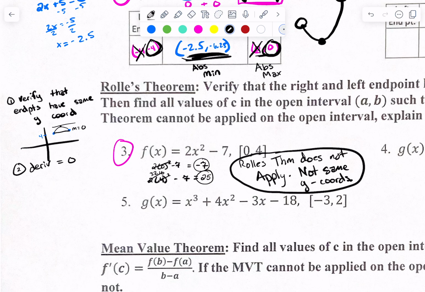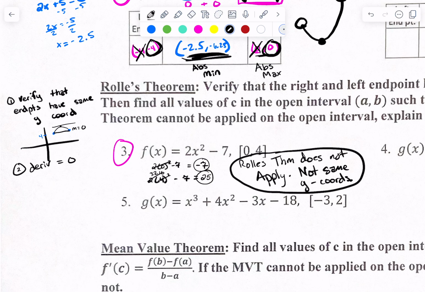Give me just a second. They both had the same plug-in stuff, so I just went with it. Oh, gotcha. Actually, I don't think that even works. Does it? Yeah, that one doesn't work. Can't apply Rolle's theorem. No. So number 5 does work because they have the same y coordinates.